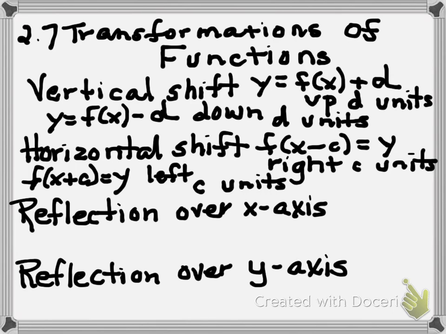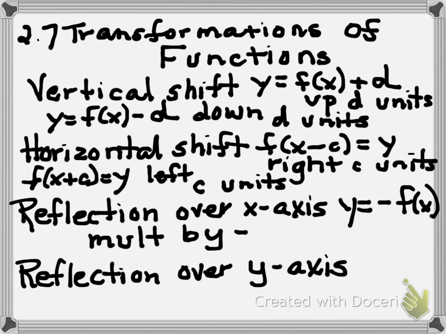A reflection over the x-axis. So a reflection over the x-axis, we're going to have y is equal to negative f of x. And we talked about this before, in that the negative in front means it's changing all of the signs of that particular function. So it's as if you're multiplying through by negative 1. It's going to look different in that the entire f of x has been multiplied through by negative 1.